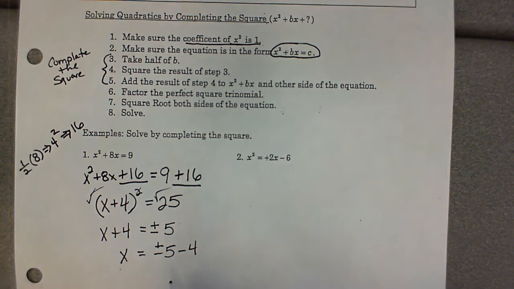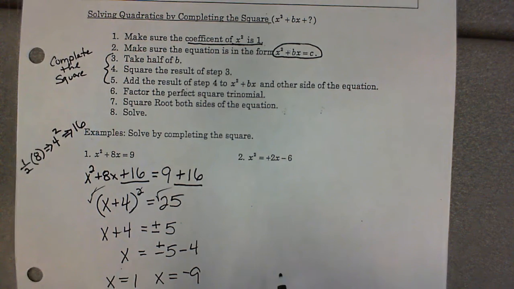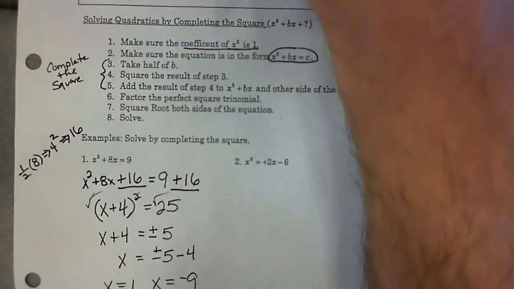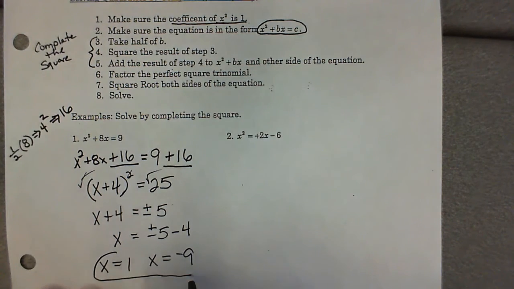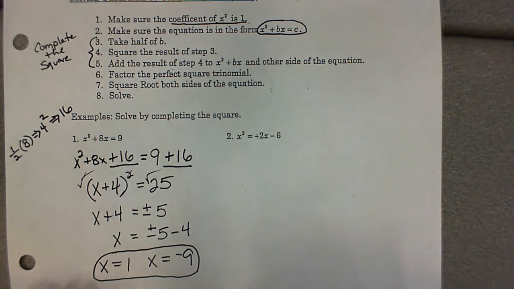Now on this one, because these are both just numbers, we can reduce this out. Positive 5 minus 4 will be positive 1, or we have negative 5 minus 4, so that would equal negative 9. So your answers are positive 1 and negative 9. So that's the process of solving by completing the square.